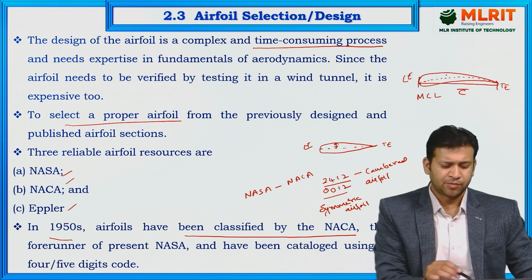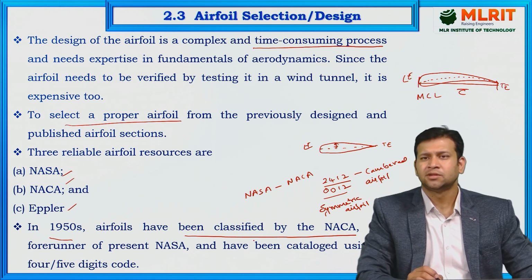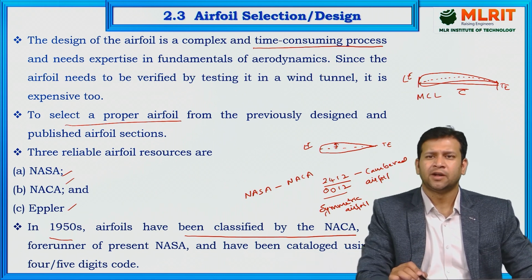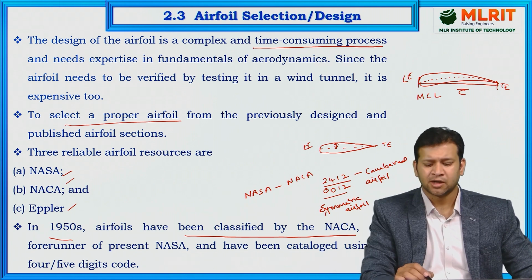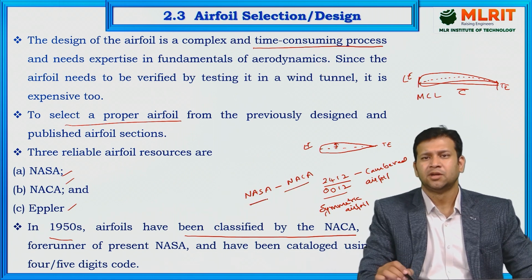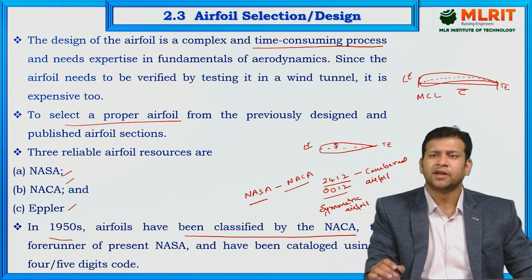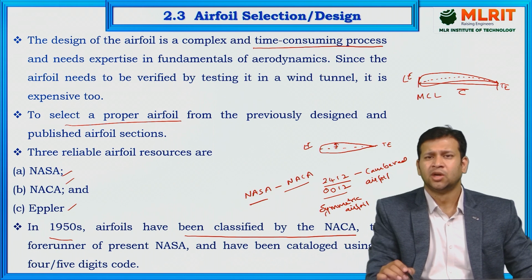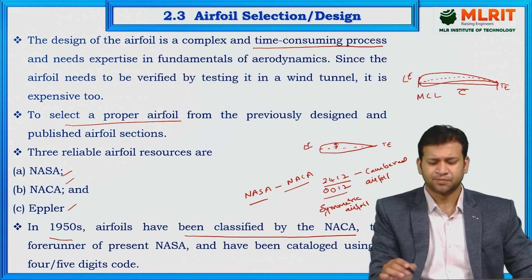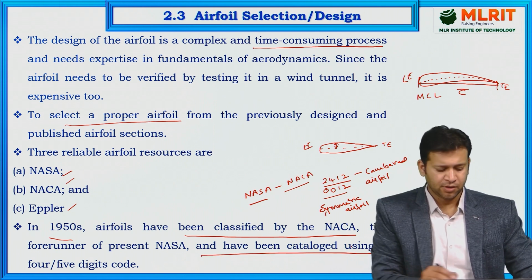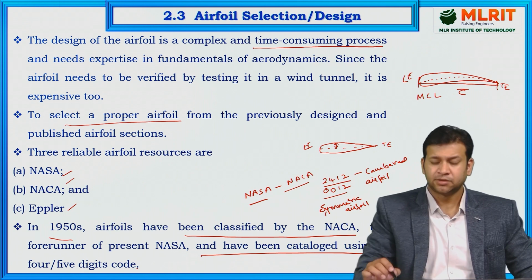Coming back to this NACA airfoil series. Earlier we had NACA airfoils, and now the NACA is called NASA. In NACA airfoils, we have 4-digit, 5-digit, and 6-digit airfoils. And again, 6-series airfoils are also called laminar airfoils, as distinct from the 4- and 5-digit codes.